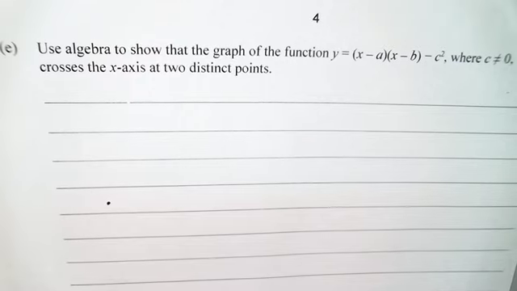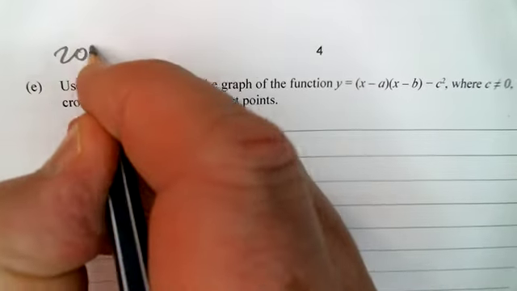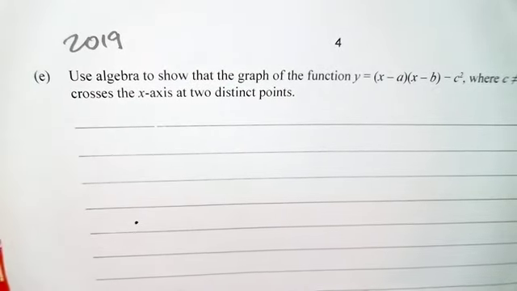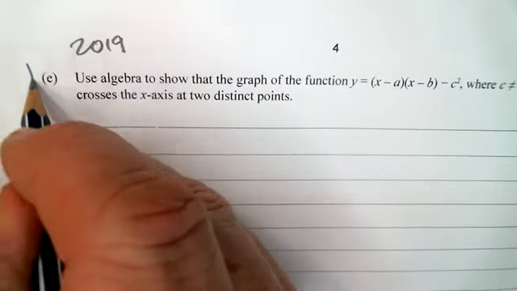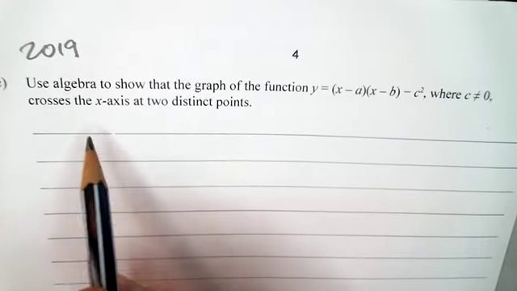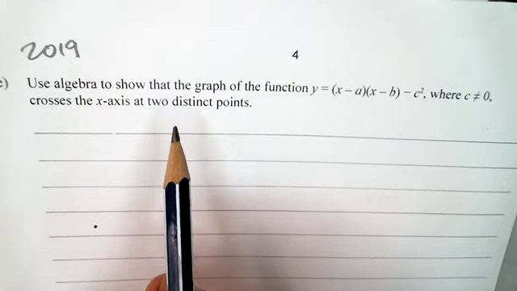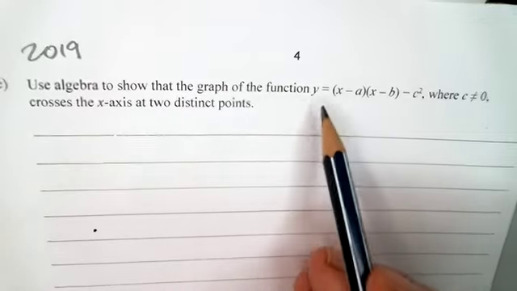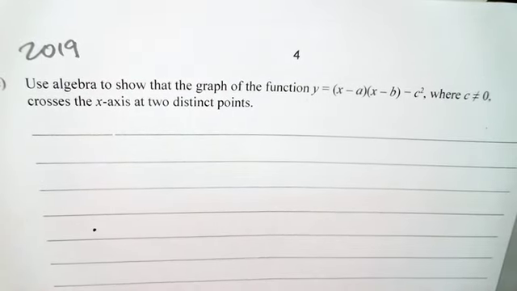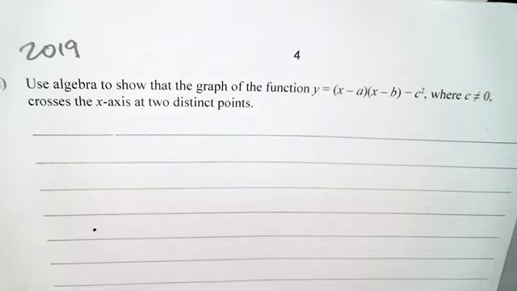All right, so this is the 2019 NCEA Level 2, Year 12 Algebra External Exam. This is question 1e. And question 1e asks, use algebra to show that the graph of the function, where c is not equal to 0, crosses the x-axis at two distinct points. And you can actually see that it does this already.